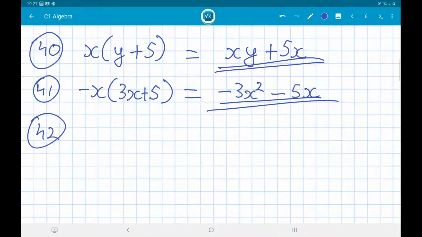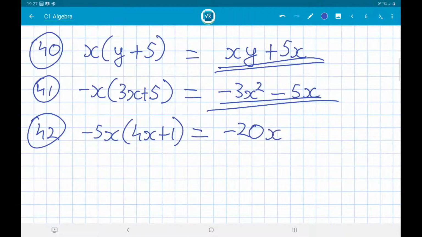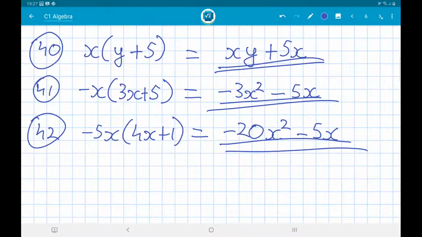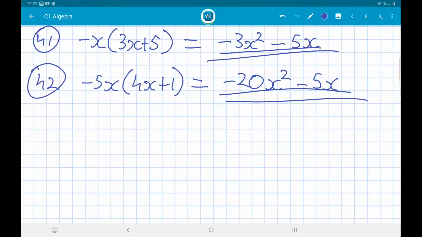42, minus 5x, 4x plus 1. This gives us minus 20x squared plus, whoa, that's a minus, minus 5x. Same as before, we're just going to leave it as minus as it is. Okay, 42, 43.